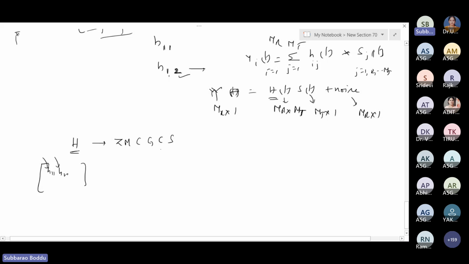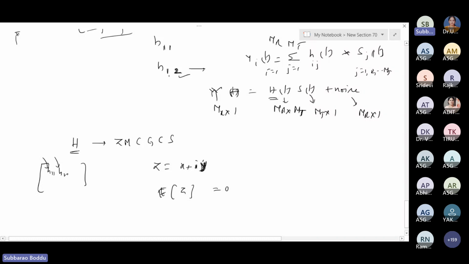So these we can model as circular symmetric complex Gaussian random variables. So what does complex Gaussian mean? Suppose Z equals X plus iY. If you take the expectation of Z, the mean, this is equal to 0. The expectation of Z is 0. That is called zero mean.